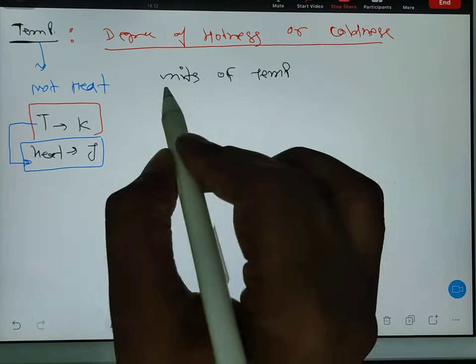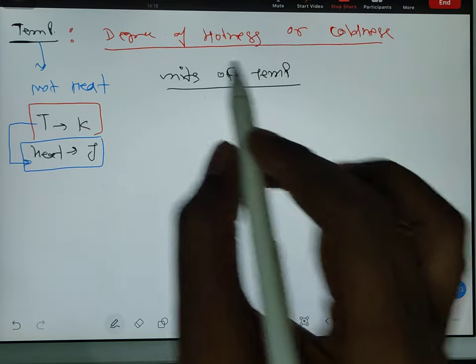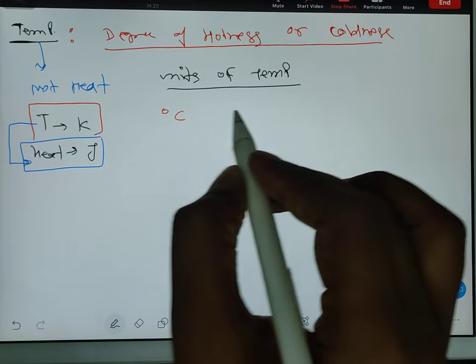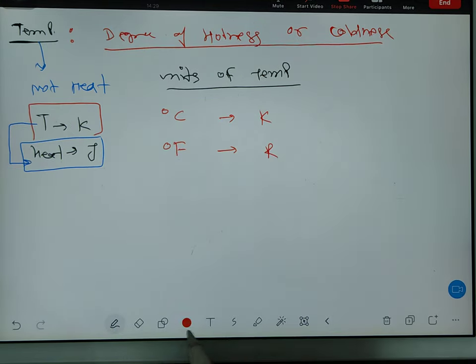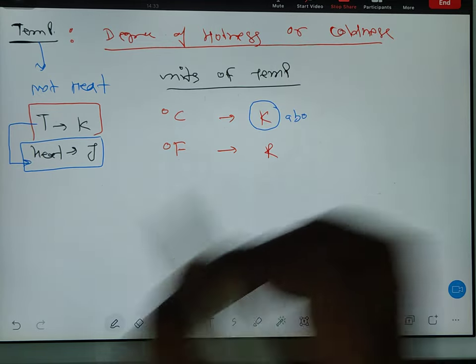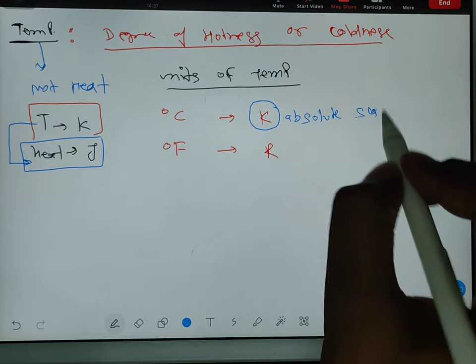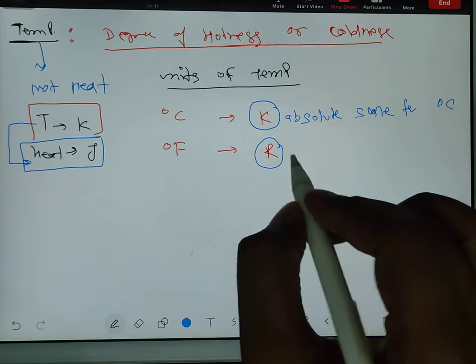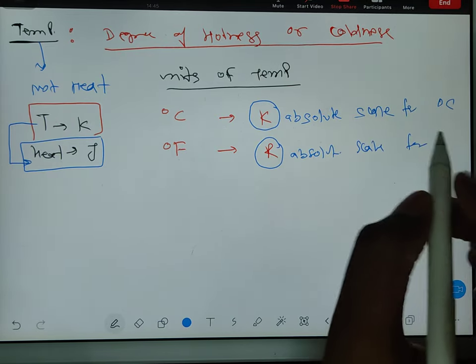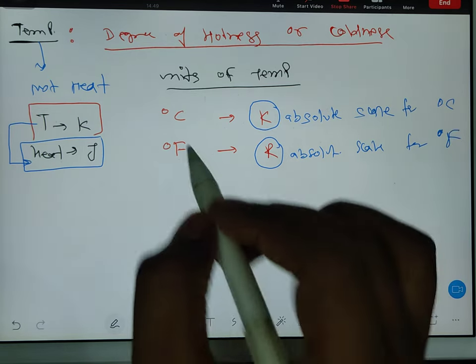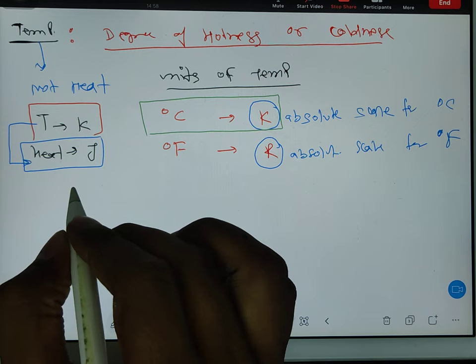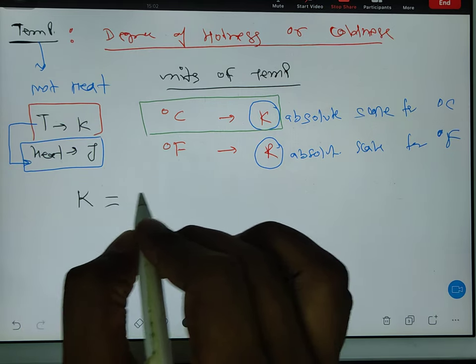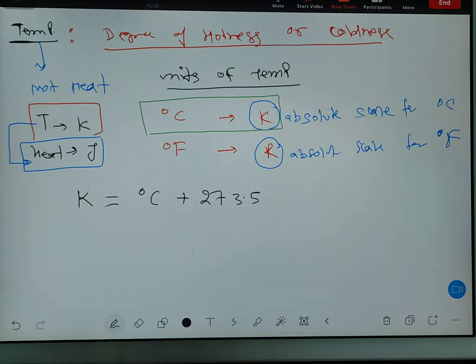Units of temperature. In units of temperature, you know, a very popular unit, I will say degree Celsius. Then we have Kelvin, we have degree Fahrenheit, and then we have Rankine. Kelvin is the absolute scale for degree Celsius, and Rankine is again the absolute scale for degree Fahrenheit. What does it mean? We have a direct method to convert degree Celsius into Kelvin. If you want to calculate Kelvin with the help of degree Celsius, then you will add 273.5 to it.